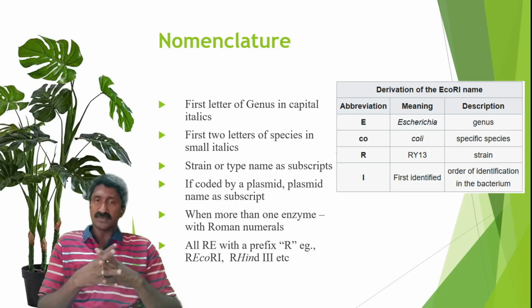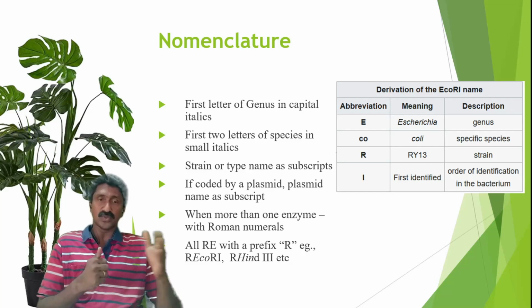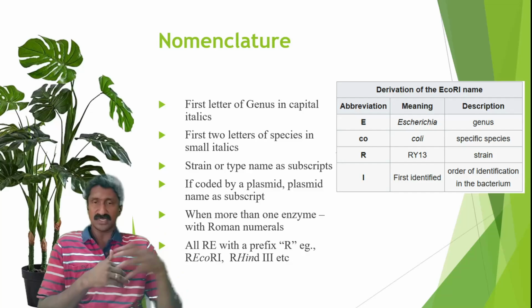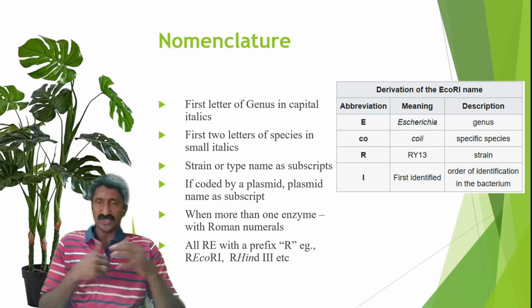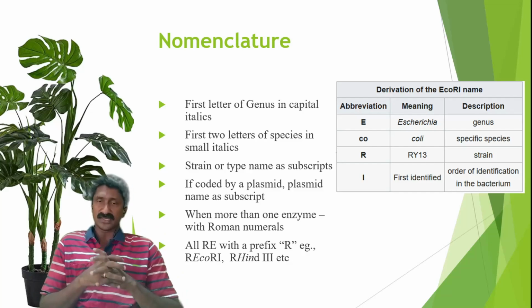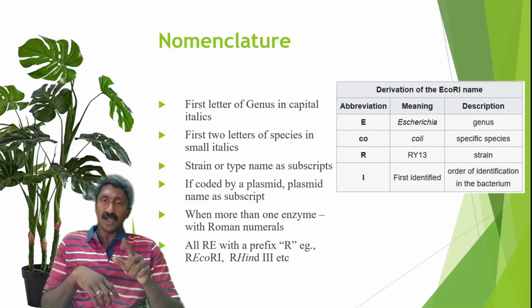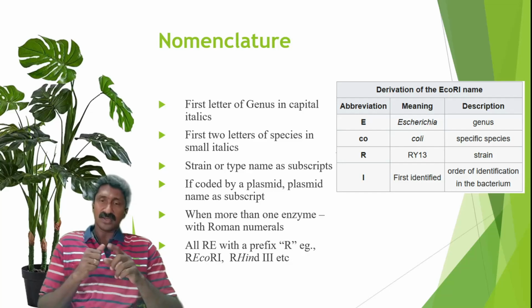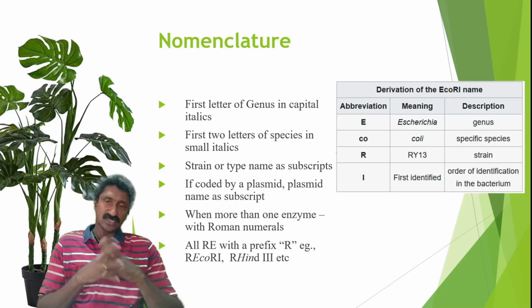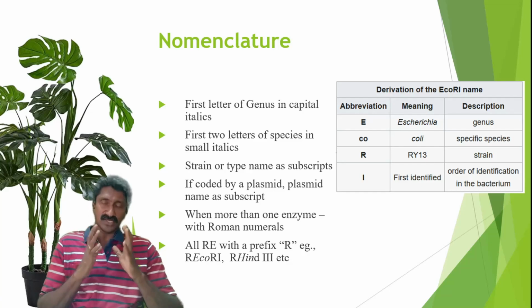When more than one enzyme is produced, then Roman numerals 1, 2, 3, etc. are used based on the order of discovery. All restriction enzymes are usually prefixed with R for restriction, marking them as restriction enzymes. So RE EcoRI. That is the standard nomenclature pattern.